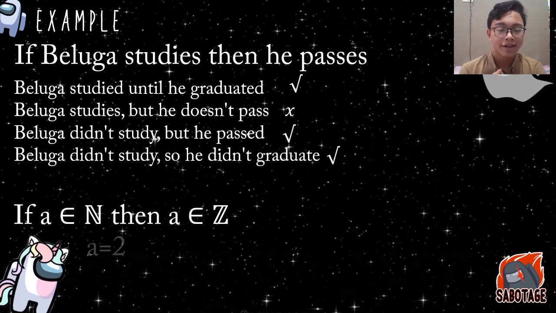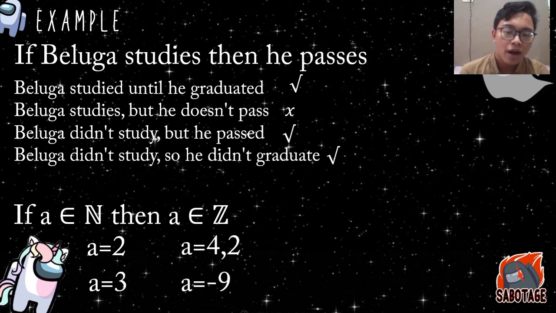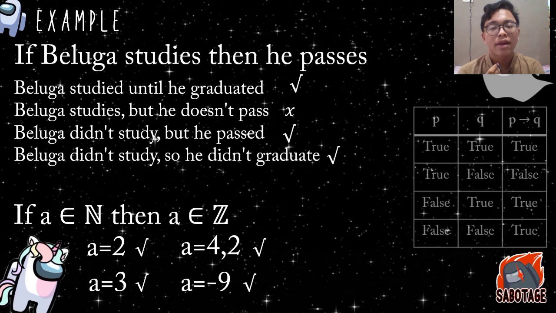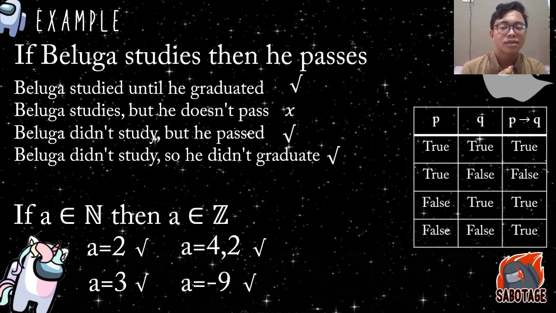Look at the second example. Which part will be false if substituted? Okay, everything is going to be true, right? Because we will not find the case of an element n that is not an element of Z, because N is a subset of Z. From that example, we get the following truth table on the right slide.